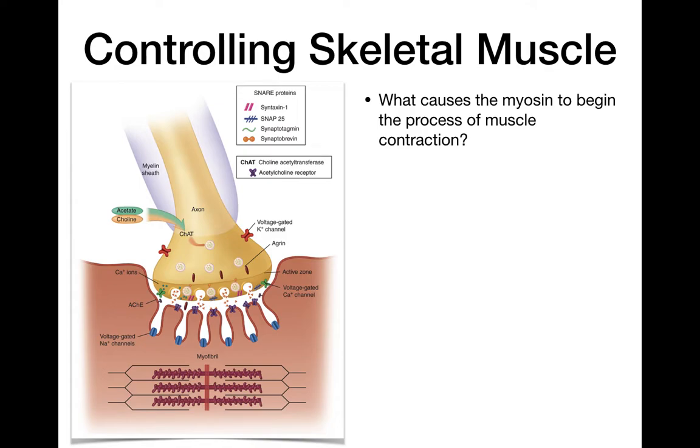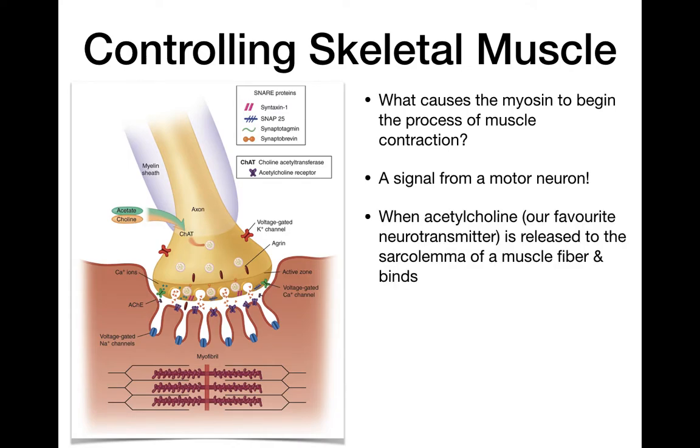Okay, so how is this controlled? What's the signal happening here? A motor neuron, a neuron that connects to skeletal muscle, is the signal that it needs. Acetylcholine is the main neurotransmitter you need to know for this course. When it's released from a motor neuron, it goes to the sarcolemma and binds down here.